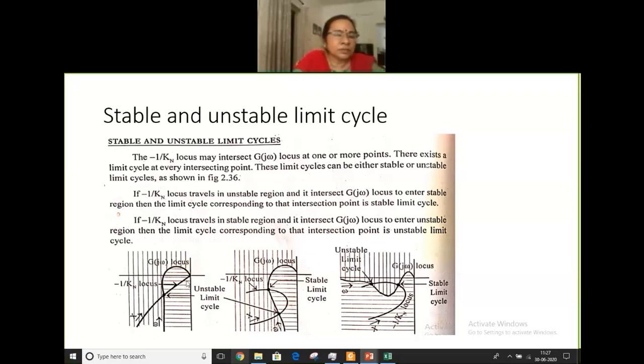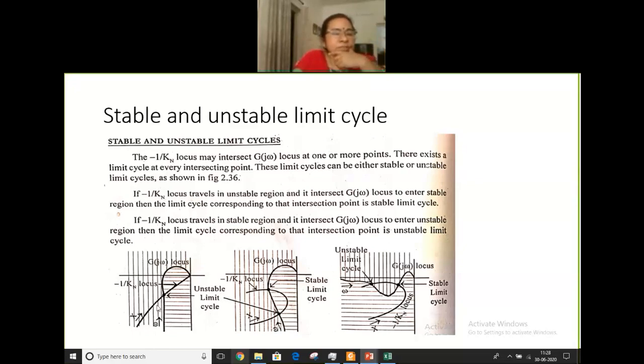This right side of all the path is enclosed. Then first of all, you have to check whether the minus 1 by Kn locus is enclosed or not. If the minus 1 by Kn locus travels in the unstable region and intersects the Gj omega locus to enter the stable region, then this is for whether the limit cycle exists or not. Then how do you say whether this one is enclosed or not? That is, when you travel in this direction, the right side of the path is enclosed.